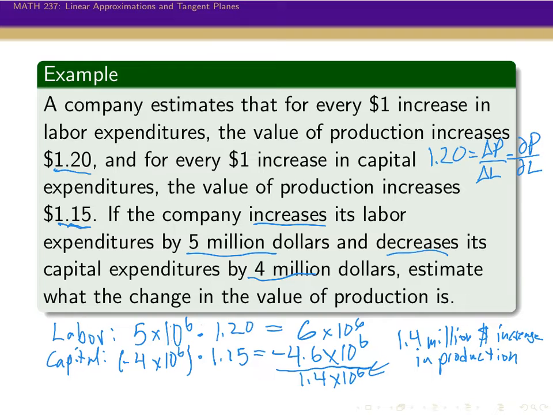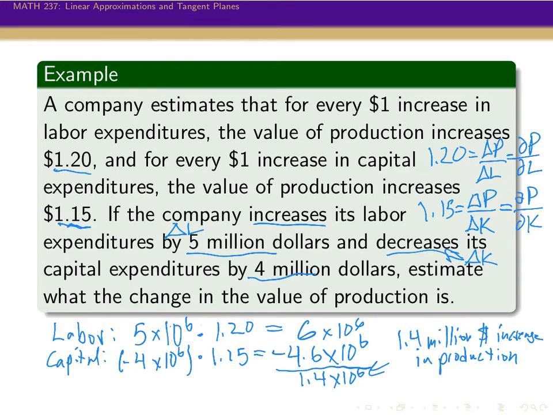The $1.15, well, that's talking about change in production over change in capital, and so usually K is used for capital. But really that's thinking about that as a partial derivative of production in terms of capital, right? And so the $5 million increase, that's talking about a change in labor. And the $4 million decrease in capital, that's talking about a change in capital.